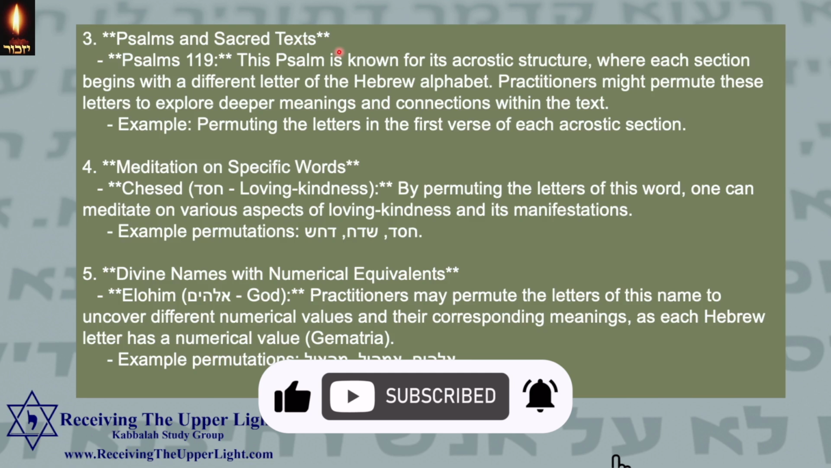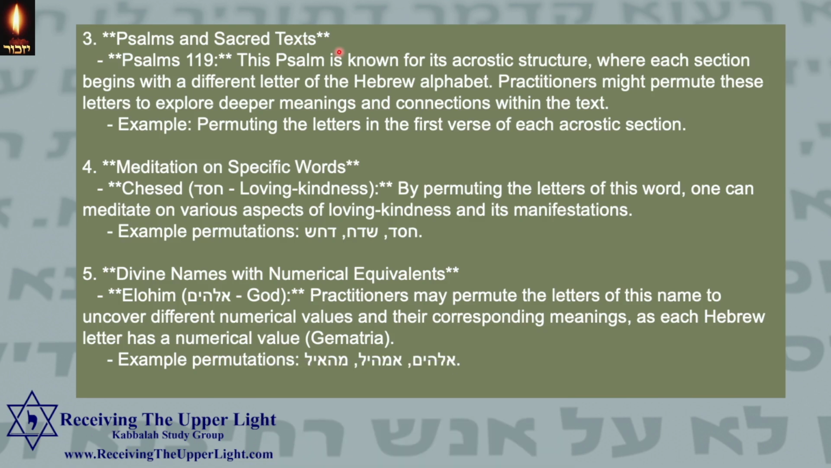Now, this is one that is very interesting. I sometimes use it myself. Psalms and sacred text. Psalm 119 is known for its acrostic structure, where each section begins with a different letter of the Hebrew alphabet. Practitioners might permutate these letters to explore deeper meanings and connections within the text. Example, permuting the letter in the first verse of each acrostic section. And we're going to see this later and also in other videos as well.